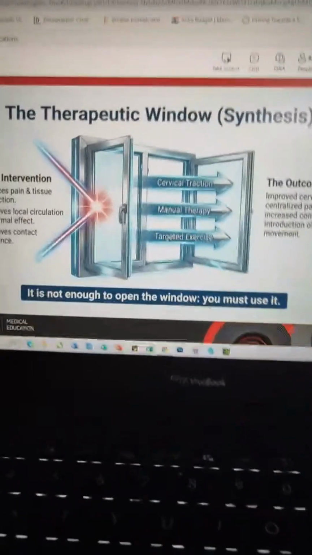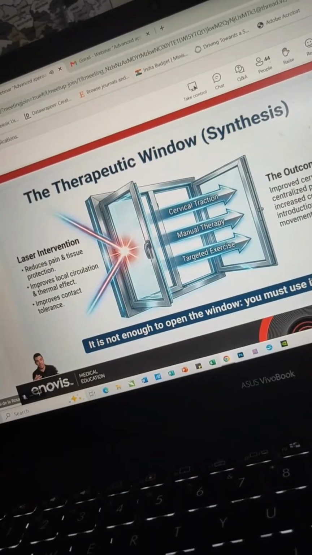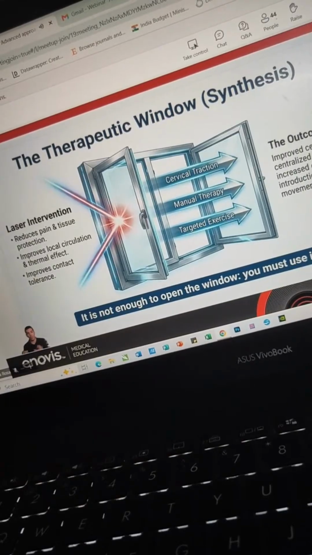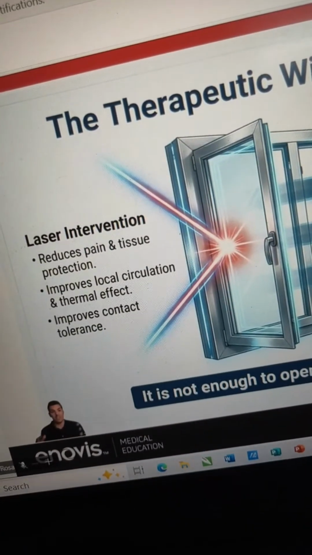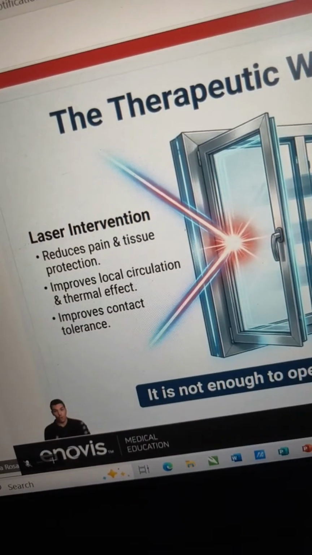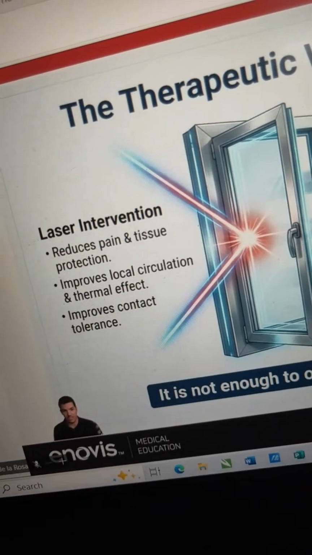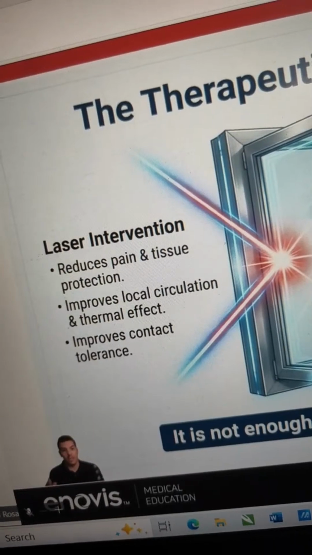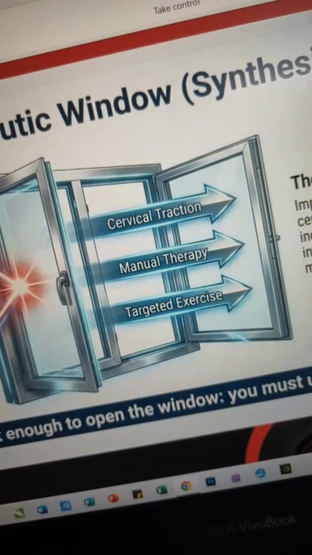In other words, when we combine different modalities or therapies, what we want is to understand that the initial effect of the treatment creates a therapeutic window for us. Therefore, the application of the laser can help to temporarily reduce pain, modulate inflammation, and decrease that protective response of the tissue, which in turn improves tolerance to contact and movement and allows us to start working with this patient. But of course, opening that therapeutic window is not enough. It must be used immediately to achieve everything that the patient previously could not tolerate.